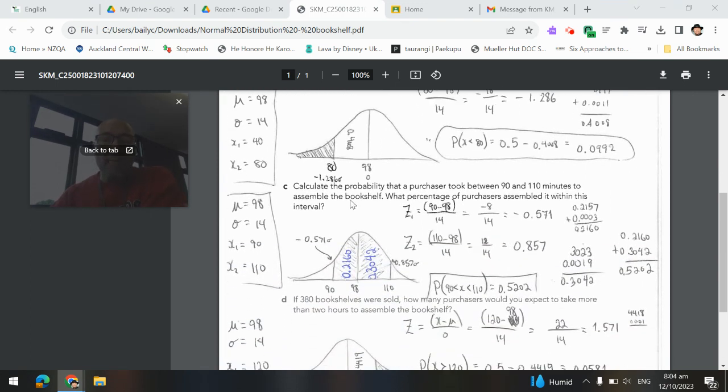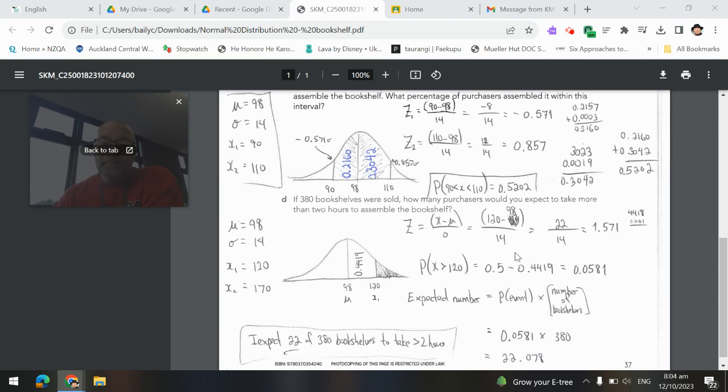Next one, calculate the probability a purchaser took between 90 and 110 minutes to assemble the bookshelf. Once again, first step, draw the curve between 90 and 110. So once again, the mean is still 98. Our sigma is still 14. My first x value is 90, and my second x value is 110. Converting those values into z's, we get those two values. Looking up in the table, I have the blue values written on the curve, and we add those together to get probability x between 90 and 110 of 0.5202.